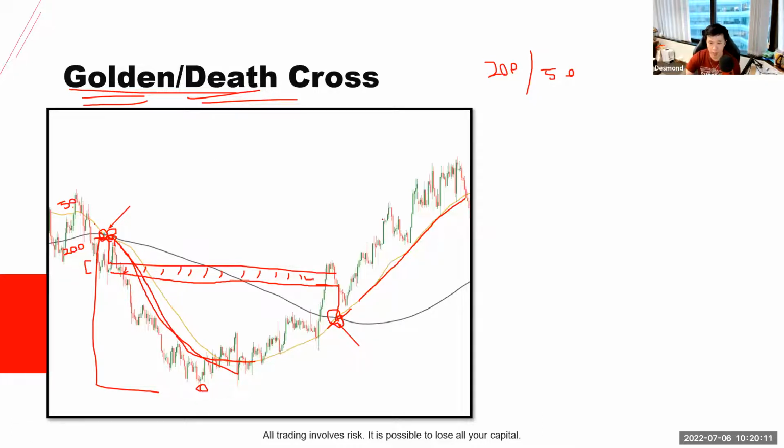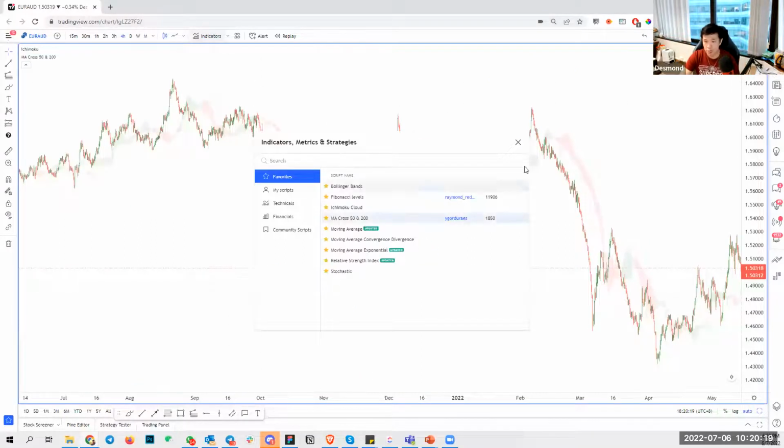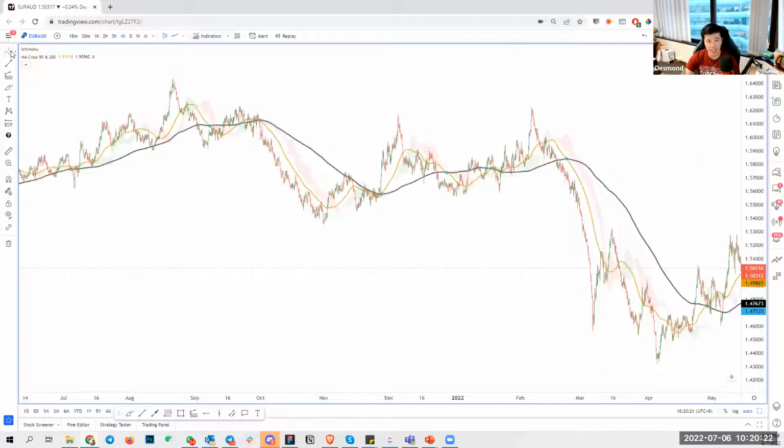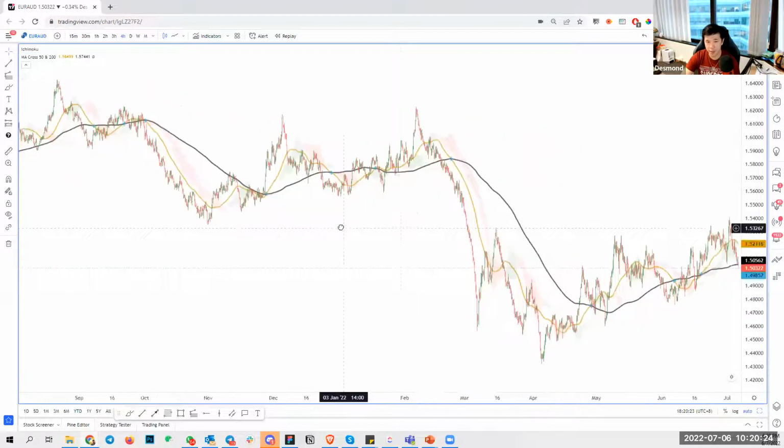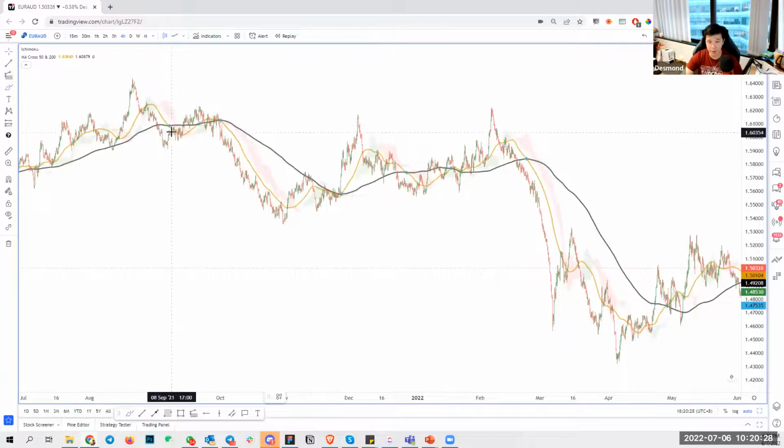Okay, now golden and death cross, right? How we can actually look at some of the golden and death crosses here. So I have an indicator that just loads the MA 50-200. You can see it works out well most of the time, right? The downside of this is there are false signals.